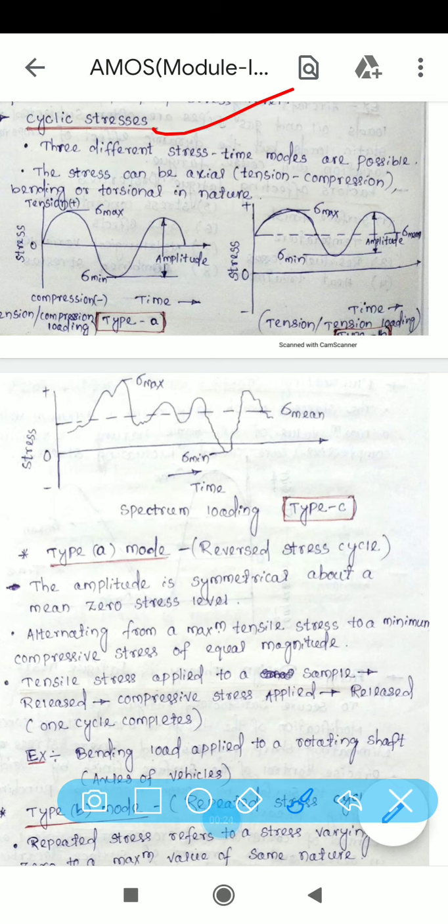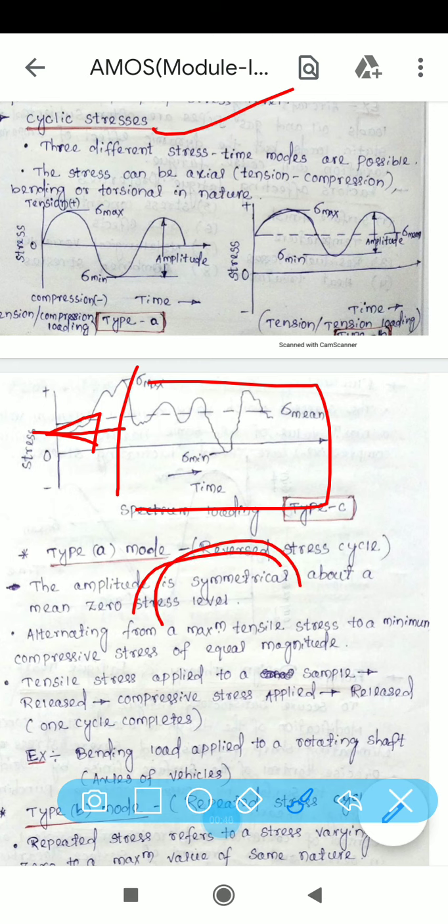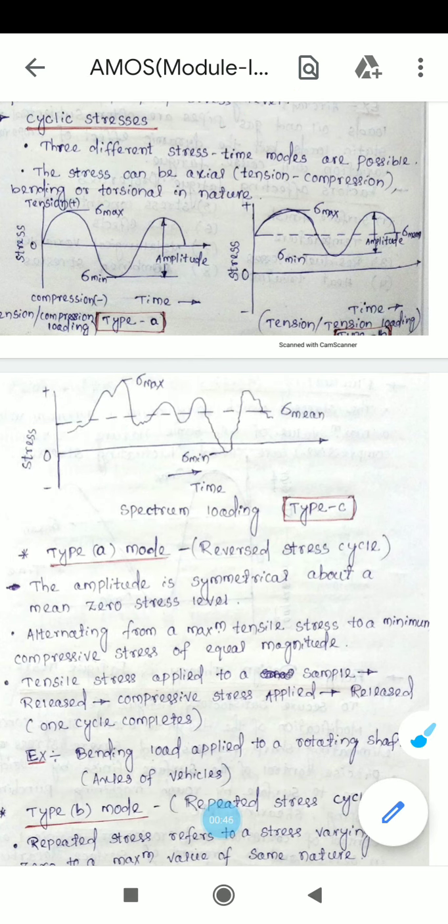For example, this one is your sample. First you put a tensile load, then release, then you give compressive stress, then release. So this is one type of cycle. Tensile, release, compressive, release. So it becomes a cycle. Generally there are three different stress-time modes possible. The stress can be axial, bending, or torsional in nature.